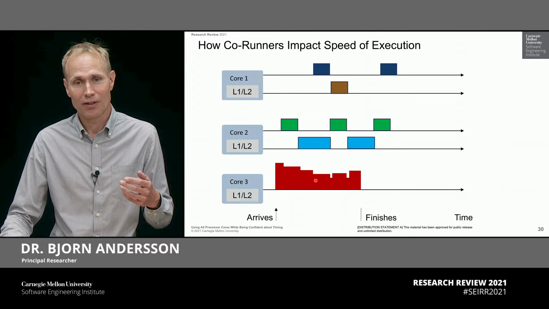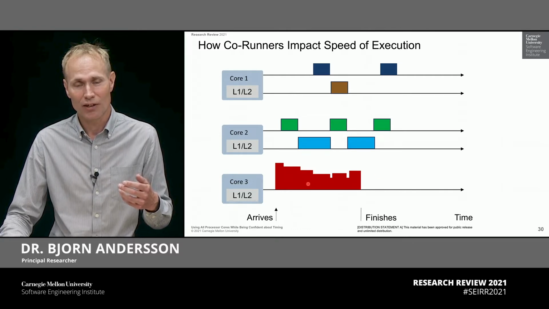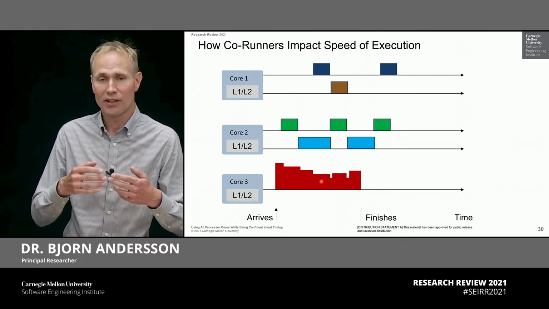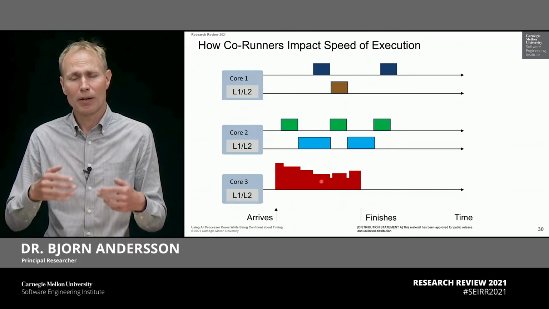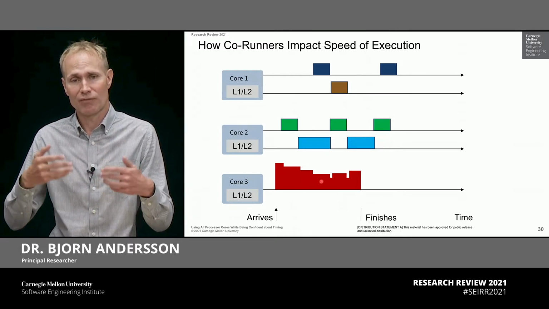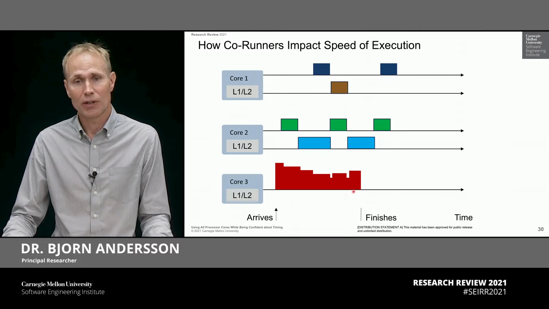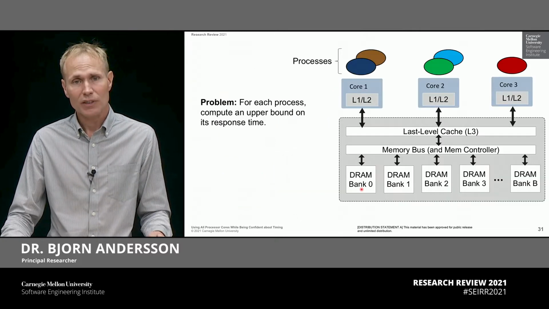And then over time, the speed changes because there are different co-runners over time. So the speed of the execution of the red varies over time because the co-runners that it experiences vary over time. So you see here, the finish time is later.